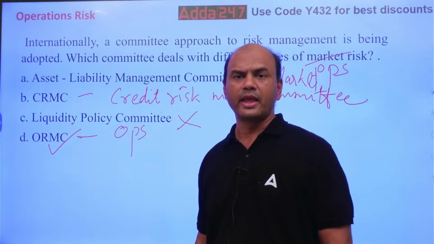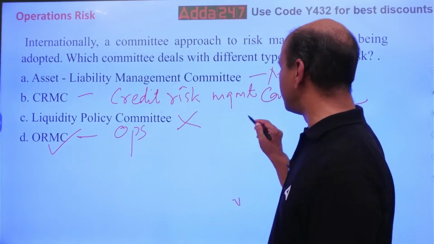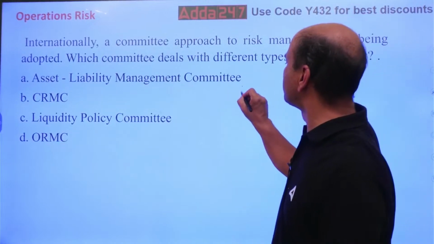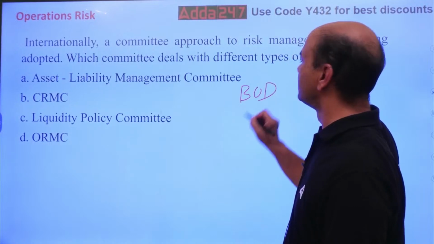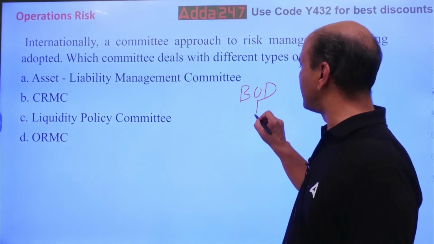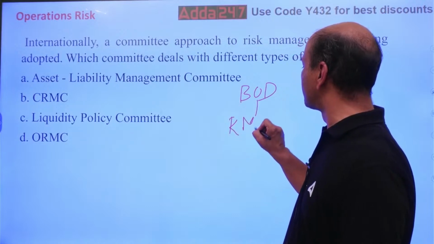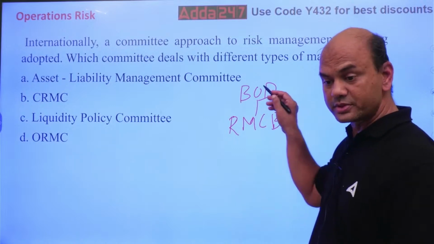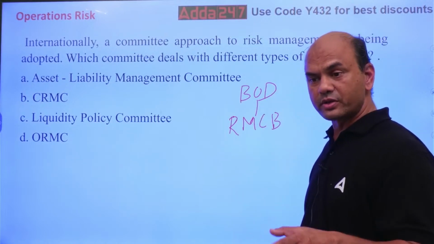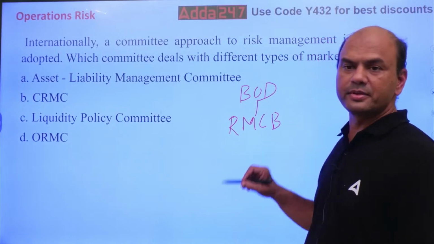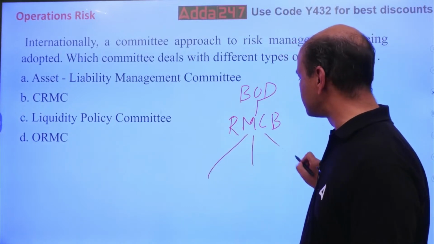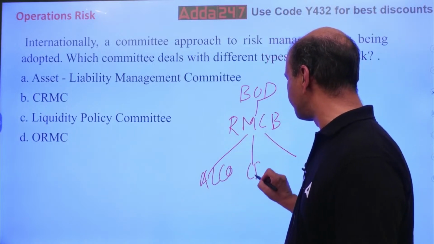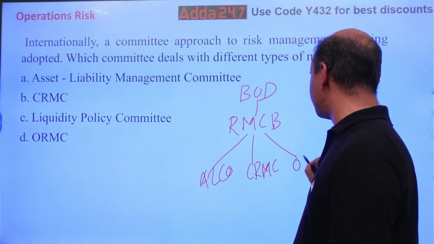Actually, the framework in any bank is like this. At the top is the Board of Directors. Below the BOD you have the RMCB, the Risk Management Committee of the Board. It directly supports the board in all its efforts. Below RMCB, there are three committees: ALCO, CRMC and ORMC.